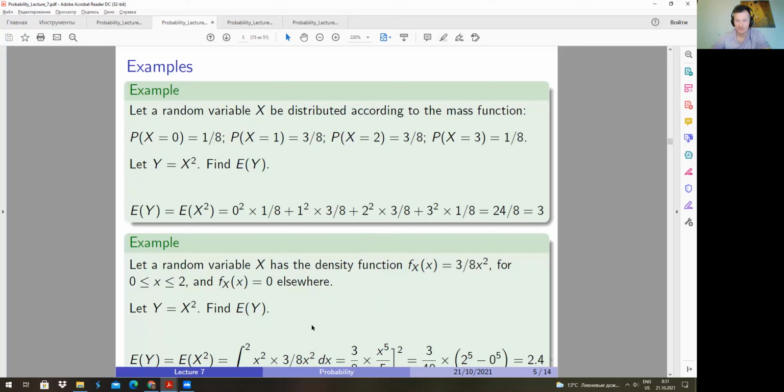So is this clear about expectation, about the expectation of transformation? Are there any questions about it?